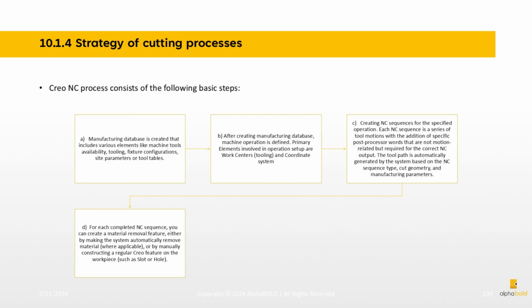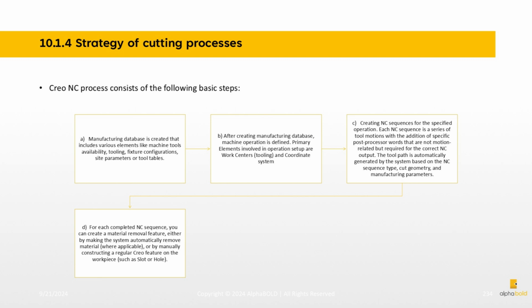Strategy of cutting processes. The Creo NC process consists of the following basic steps. A. A manufacturing database is created that includes various elements like machine tool availability, tooling, fixture configurations, site parameters, or tool tables. B. After creating the manufacturing database, machine operation is defined. Primary elements involved in operation setup are work centers, tooling, and coordinate system.